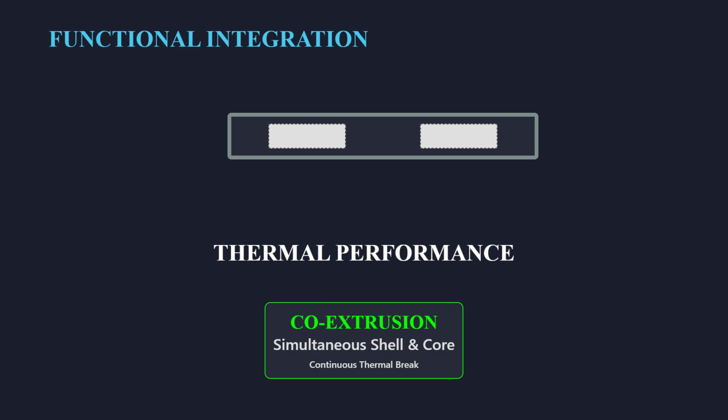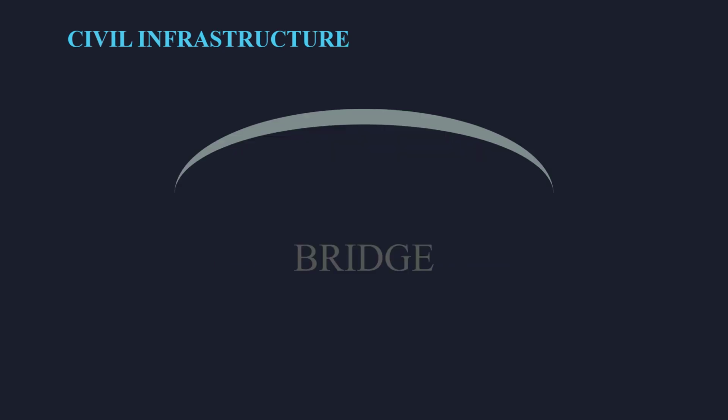The superior method is co-extrusion, which uses multiple nozzles to simultaneously print the structural cementitious shell and an insulating core material. Co-extrusion ensures continuous thermal breaks within the wall cross-section, significantly minimizing heat transfer and improving overall R value. Construction three-dimensional printing technology extends beyond residential construction into civil infrastructure, leveraging its ability to fabricate complex, non-standard geometries without expensive custom formwork. Applications include printing bridge components, culverts, retaining walls, and specialized noise barriers along highways.